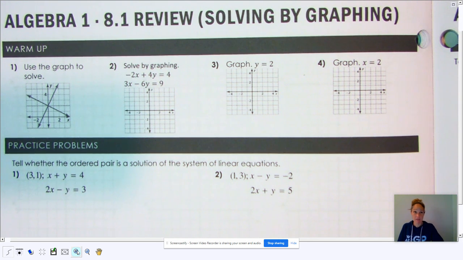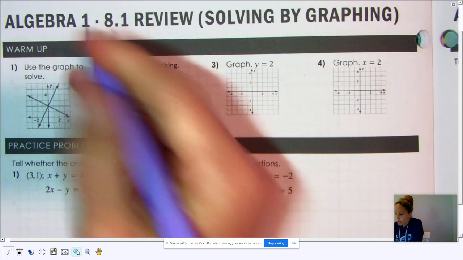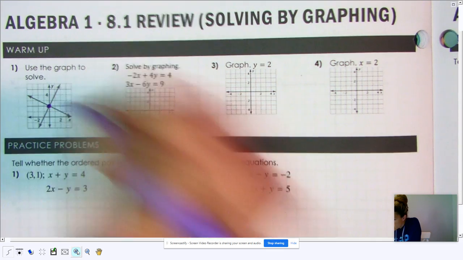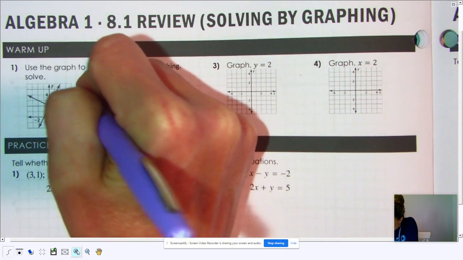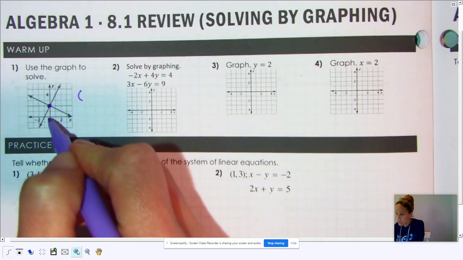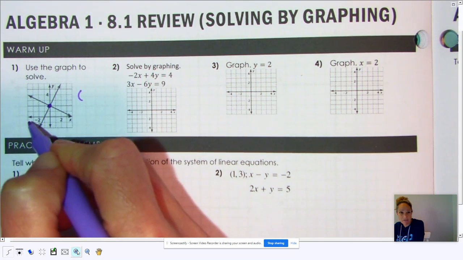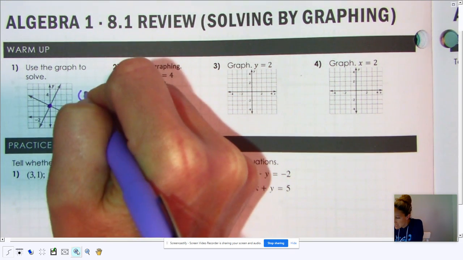So we have a graph and we're told to use it to solve. This is the easiest type of problem because all you have to do is look for the point where the two lines cross. Then we need to write the ordered pair for that. So in the x direction, I didn't go to the right or to the left. I just stayed right in the middle. So I'm going to put a 0.